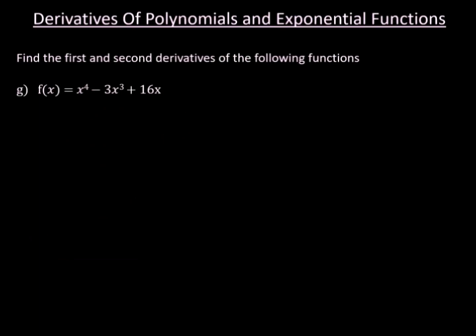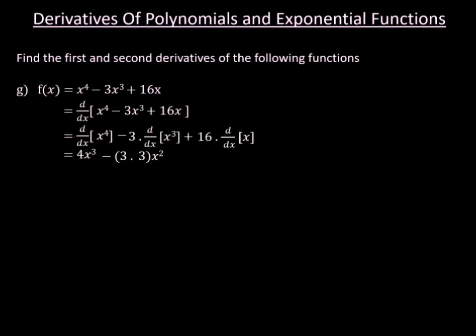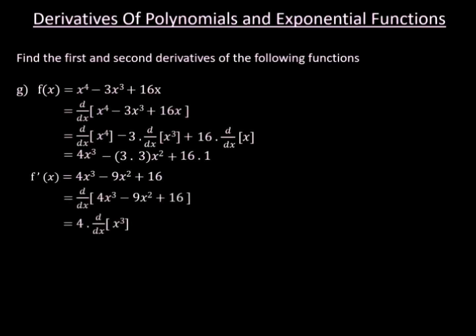Let's try more examples. Here, we are asked to find the first and second derivatives of the following functions. Let's do g. x to the power 4 minus 3x cubed plus 16x. We first add the derivative notations. We then differentiate summands separately and pull out constant factors. We apply the power rule and simplify to get our first derivative, which is 4x cubed minus 9x squared plus 16. Now we need to find the second derivative. We add derivative notations again, then pull out constant factors and apply the power rule. Then we get 12x squared minus 18x, and this is our second derivative.